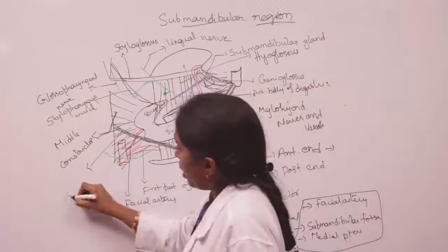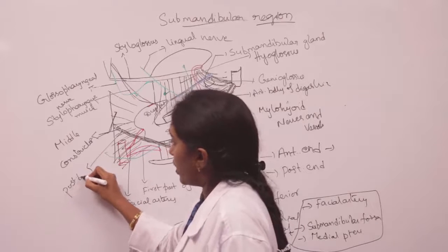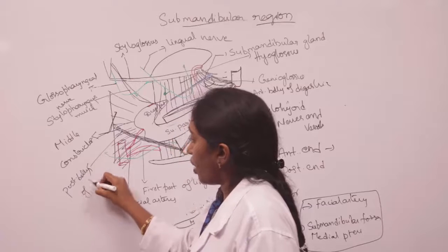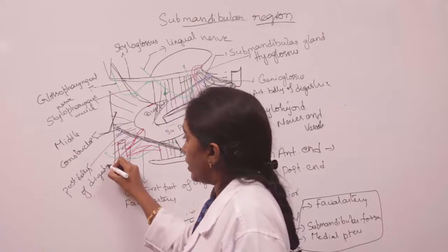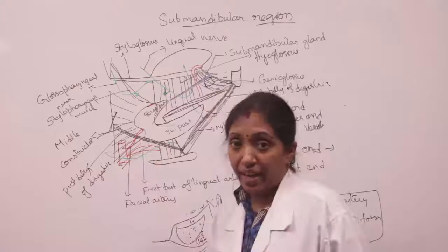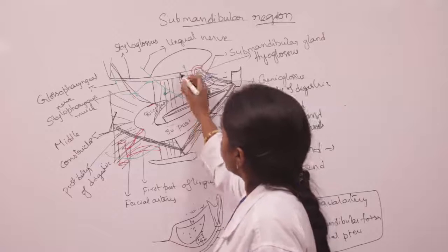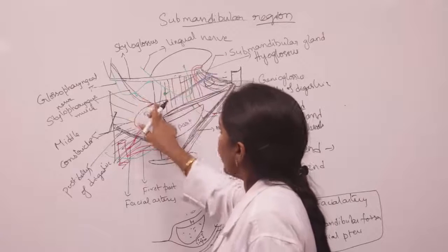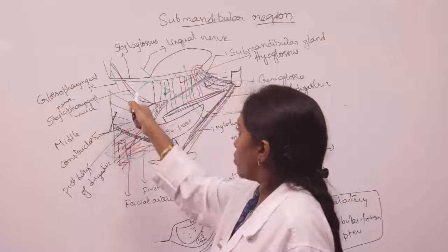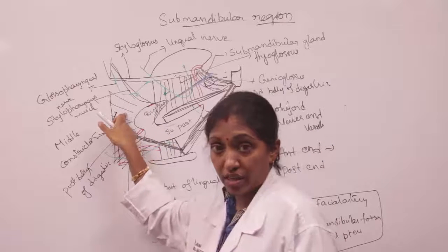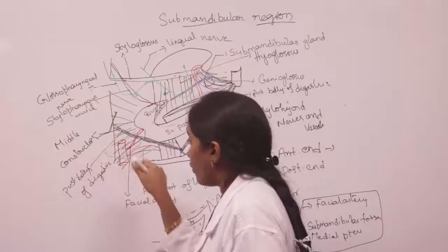And this one is the posterior belly of digastric. Okay, so the posterior part of the gland, the posterior part of the medial surface, is related to stylopharyngeus muscle, styloglossus muscle, stylopharyngeus muscle. It is related to the middle constrictor of pharynx here, and also related to the posterior belly of digastric.